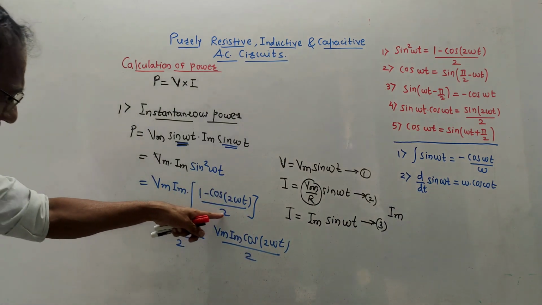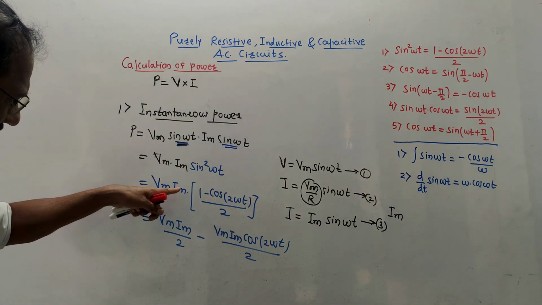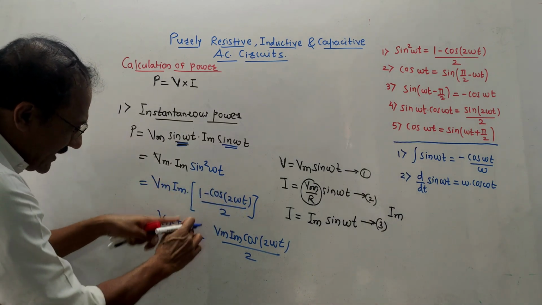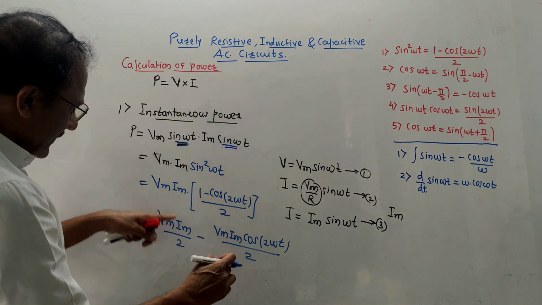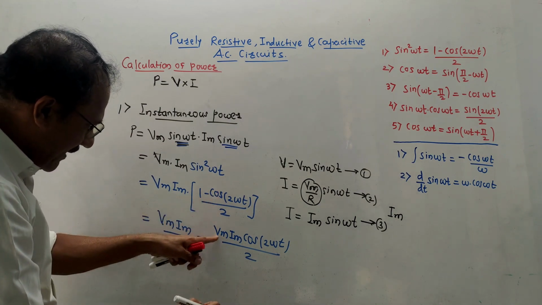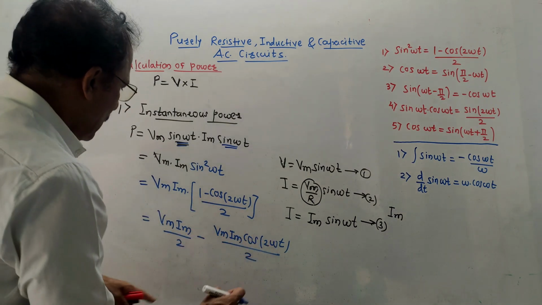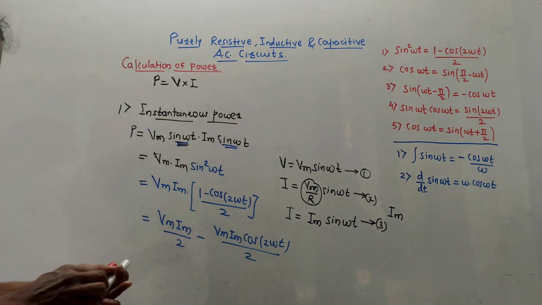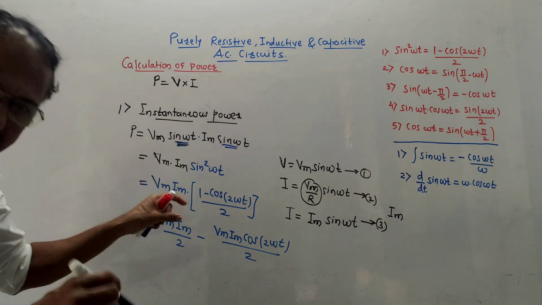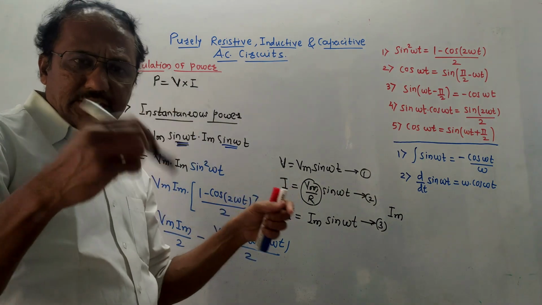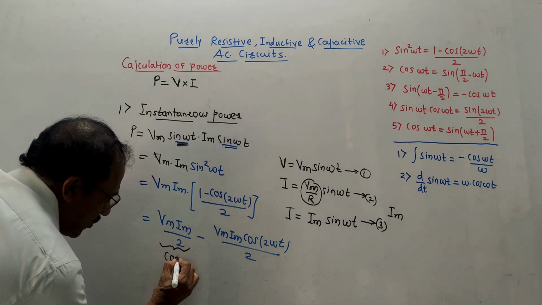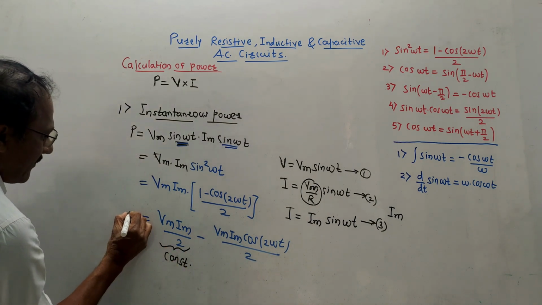Very simple. I have taken these two outside, so it becomes Vm Im upon 2, and then each individual term is multiplied with Vm Im upon 2. So it is Vm Im upon 2 minus Vm Im cos 2 omega t upon 2. Now this first term, Vm Im upon 2, is a constant term because there is no t in it. T represents time. So this term is a constant term in the equation of power.